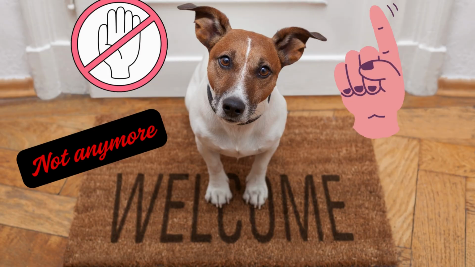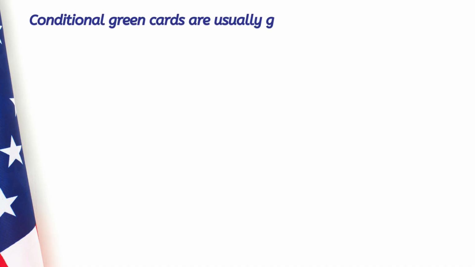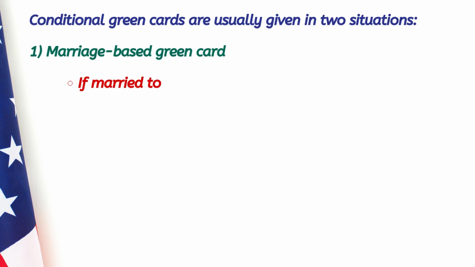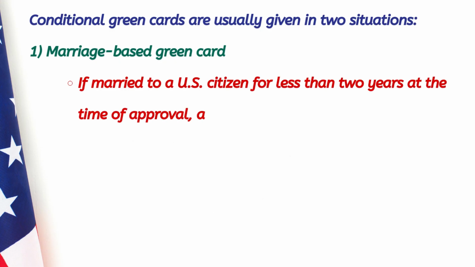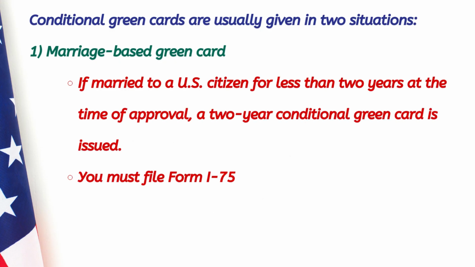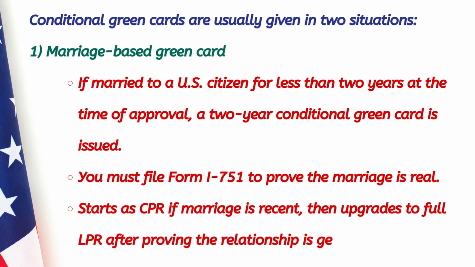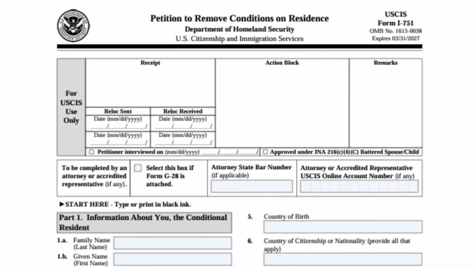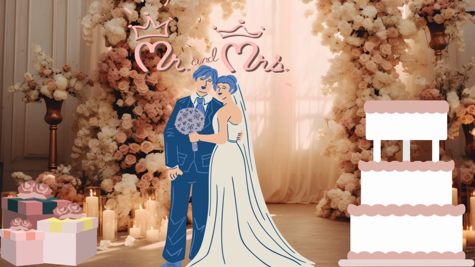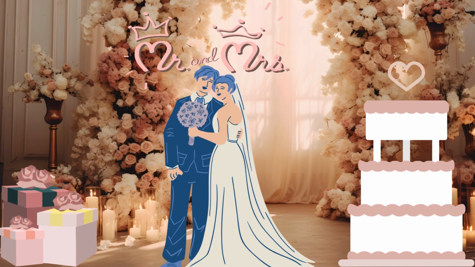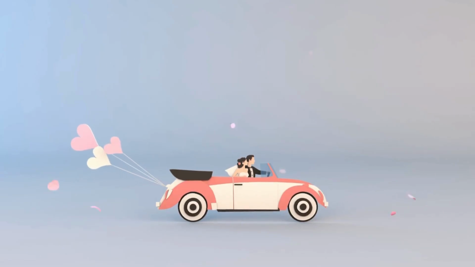Now, conditional green cards are usually given in two situations. Number one, marriage-based green card. If you are married to a US citizen for less than 2 years when your green card is approved, you'll get a 2-year conditional card. You'll need to file Form I-751 to prove that your marriage is real to receive a permanent 10-year green card. In simple terms, marriage-based green cards start as CPR if marriage is recent, then upgrade to a full LPR after proving that the relationship is genuine.